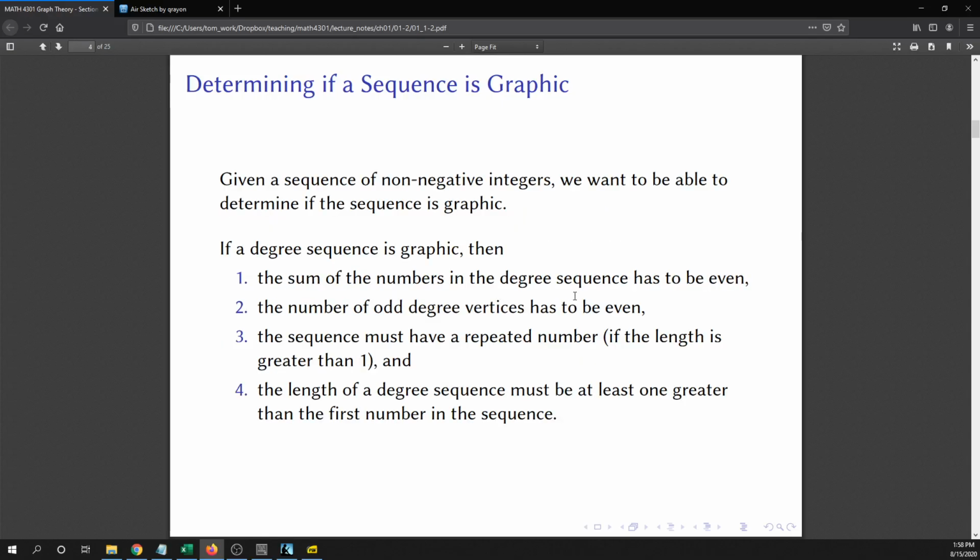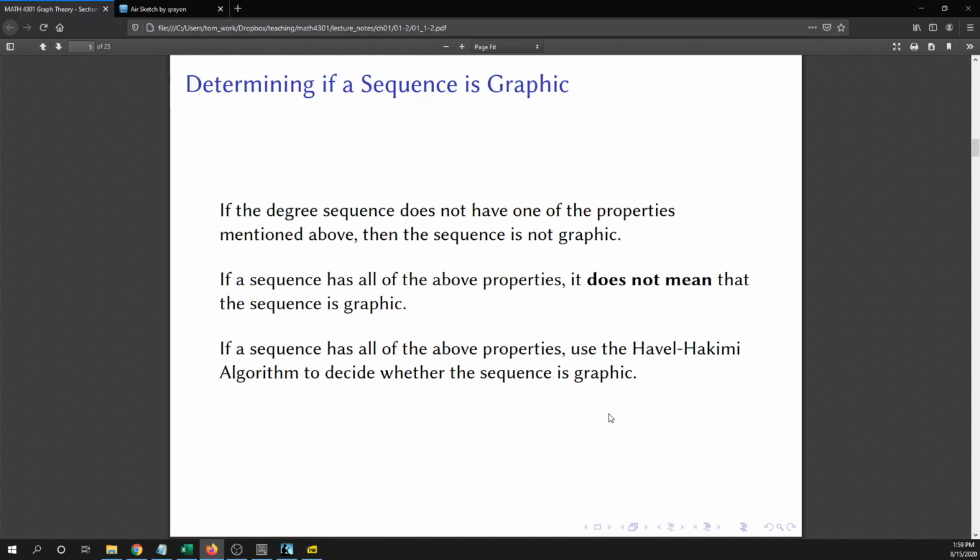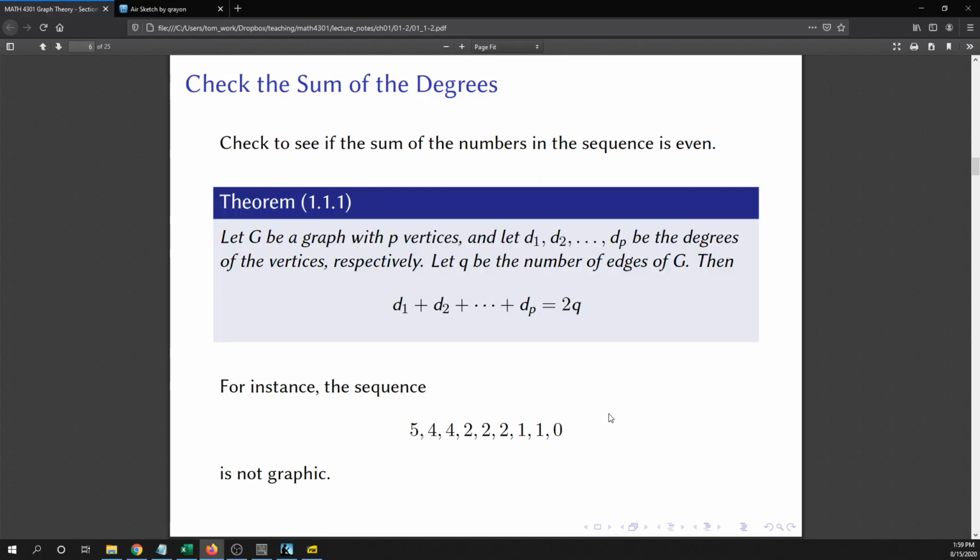In terms of the sequence, if I add up all the numbers in the sequence, it has to be even. There has to be an even number of odd numbers in the sequence. The sequence has to have a repeated number, and the length of the sequence must be at least one greater than the first number in the sequence. Let's talk about each of those things.